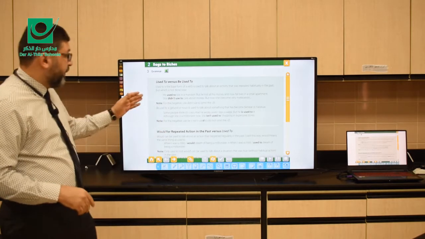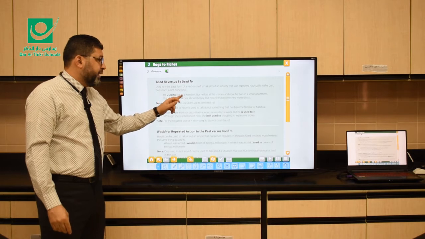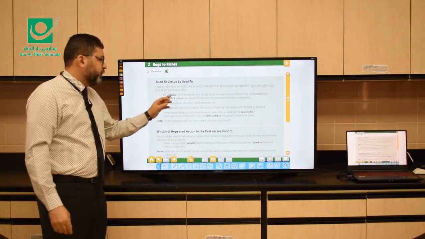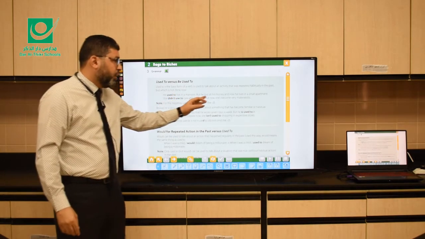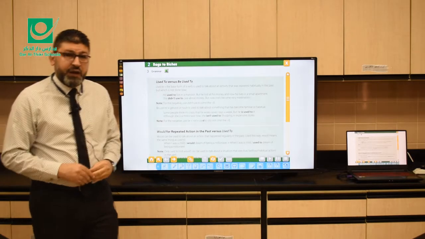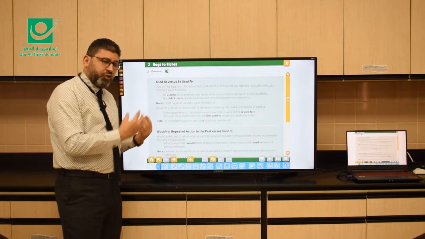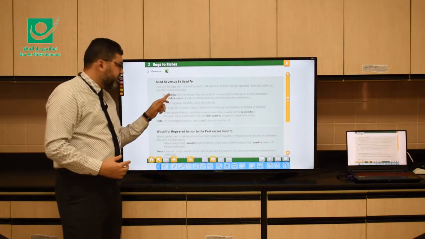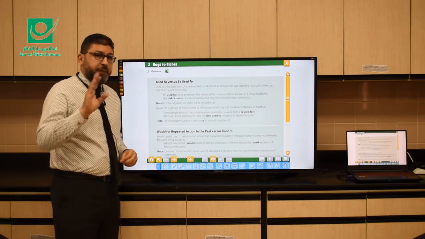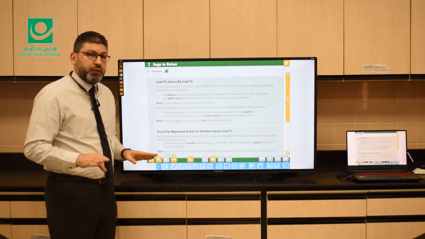Let's look at the first example here. He used to live in a mansion. Mansion is like a big house. He used to live in a mansion, but he lost all his money and now he lives in a small apartment. So let's look at used to here. Used to followed by live, the infinitive, the base form of the verb. No adding, no s, no ed, nothing at all.